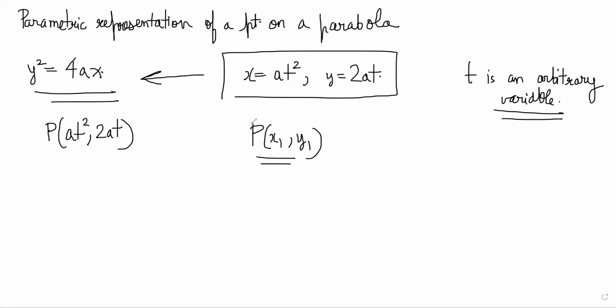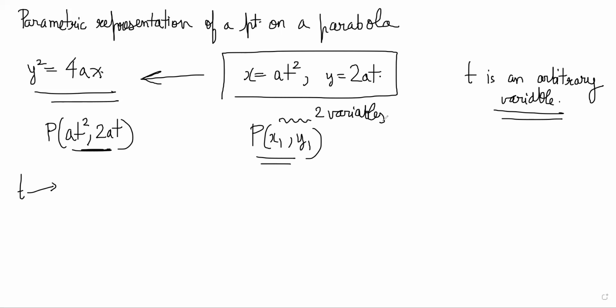But then there are two variables here, no? But here there is only one variable, only t, correct? So if the values of t keep changing, you can actually get all the points on the parabola. So t can take any value.